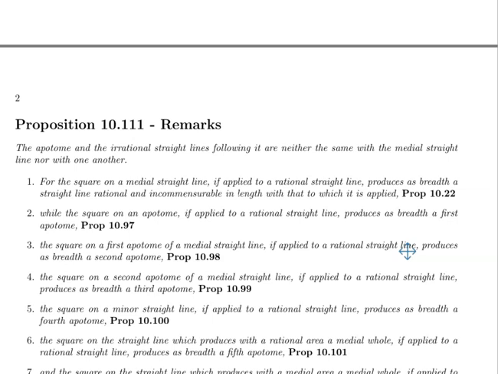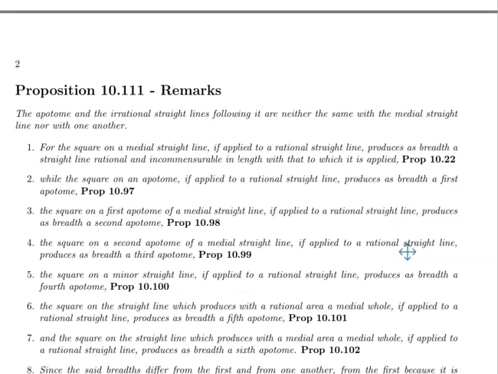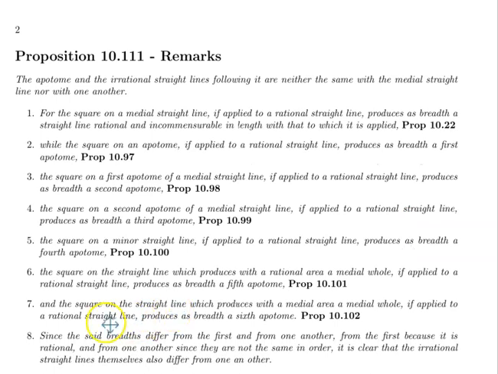The square on the straight line which produces with a rational area a medial whole, if applied to a rational straight line, produces as breadth a fifth apotome. And the square on the straight line which produces with a medial area a medial whole, if applied to a rational straight line, produces as breadth a sixth apotome. So, since the said breadths differ from the first and from one another, from the first because it is rational, and from one another since they are not the same in order, it is clear that irrational straight lines themselves also differ from one another.